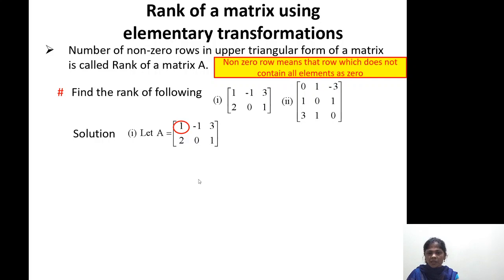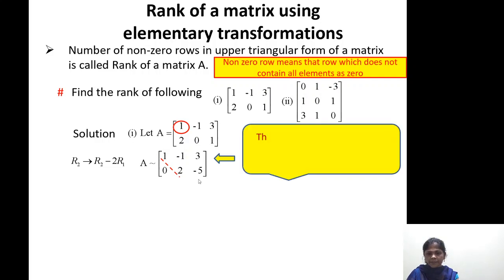For this, we need to perform the operation R2 minus 2R1. So we will multiply the first row by 2 and then it will get subtracted from the second row. As a result, we get this matrix: 1 minus 1 3, 0 2 minus 5. Again we shall find the diagonal elements. Here we find that all elements below the diagonal are 0, hence this is an upper triangular matrix.